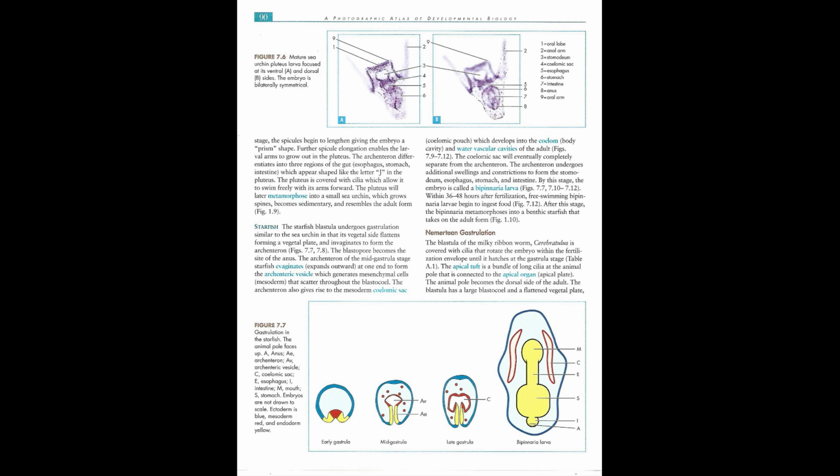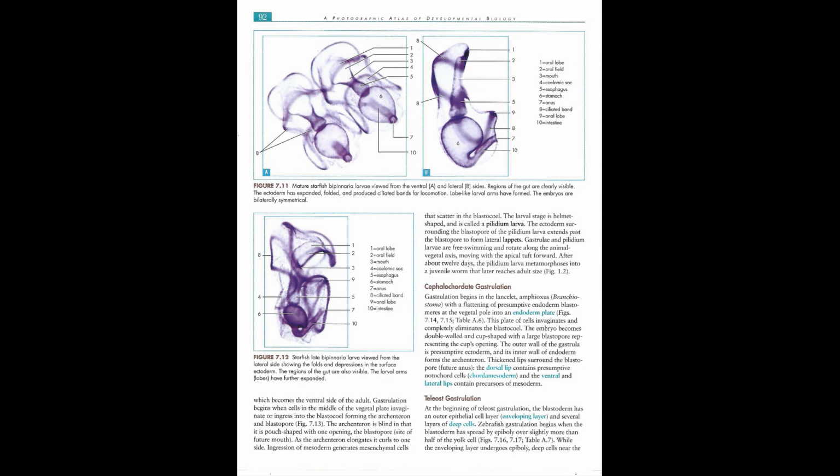Nemertean gastrulation. The blastula of the milky ribbon worm, Cerebratulus, is covered with cilia that rotate the embryo within the fertilization envelope until it hatches at the gastrula stage, Table A.1. The apical tuft is a bundle of long cilia at the animal pole that is connected to the apical organ, apical plate. The animal pole becomes the dorsal side of the adult. The blastula has a large blastocoele and a flattened vegetal plate, which becomes the ventral side of the adult.